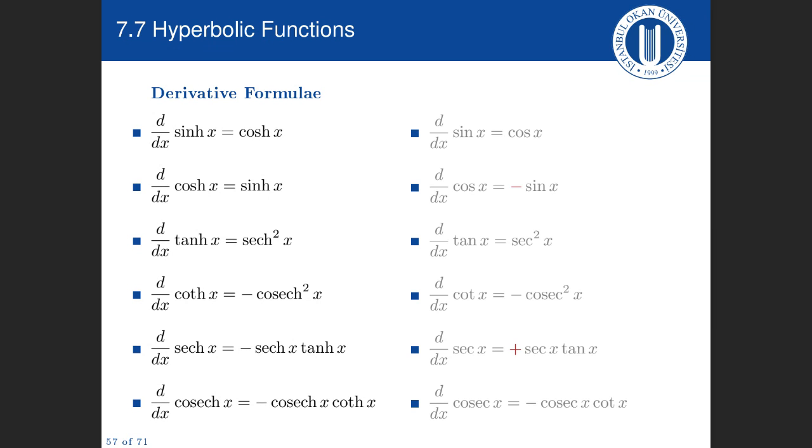Let me just remind you of the similar formulae for trigonometric functions. They're almost the same. There's just two differences. The derivative of cos is minus sine, and the derivative of sec x is plus sec x tan x. But other than that, they're pretty much similar.